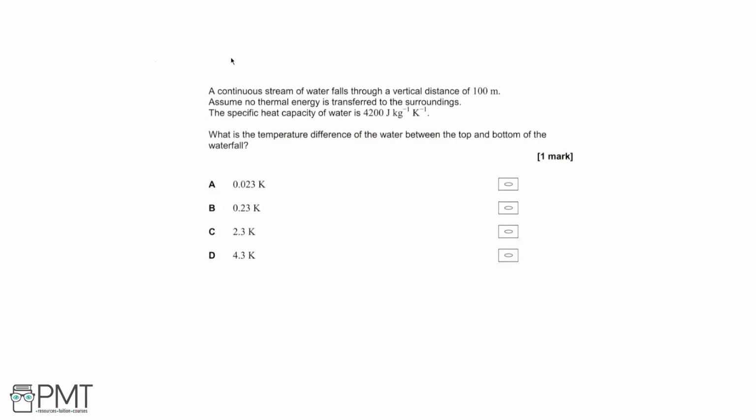This question is about specific heat capacity. The question says, a continuous stream of water falls for a vertical distance of 100 meters. Assume that no thermal energy is transferred to the surroundings, and the specific heat capacity of water is 4,200 joules per kilogram per Kelvin. What is the temperature difference of the water between the top and the bottom of the waterfall?